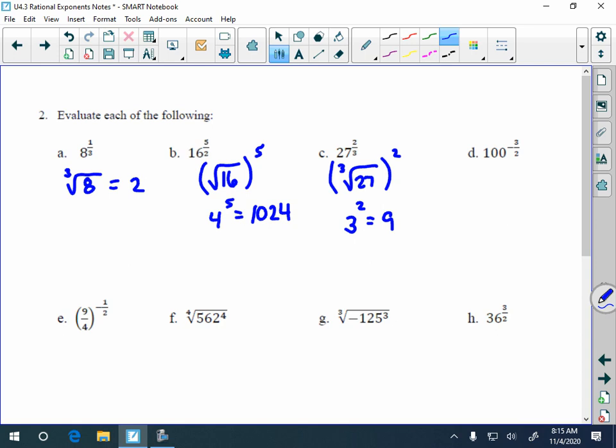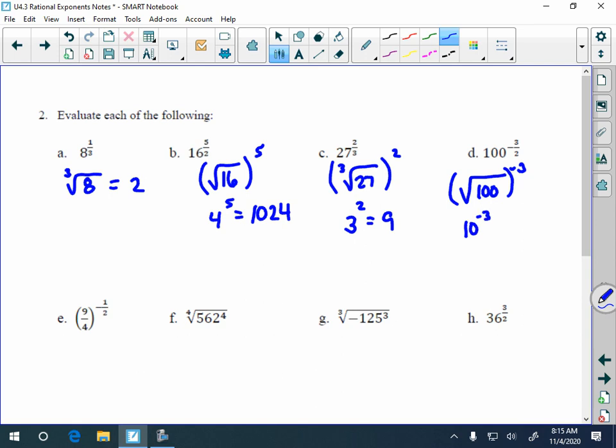All right, D, 100 to the negative 3/2. So when there's a negative exponent, that negative has to go to the numerator. It can never go to the denominator, because when we write it as a radical, that 2 is a square root, and it has to be a positive number. Okay, so I have that square root of 100, and I'm going to raise it to the negative 3 power. Well, square root of 100 I know is 10.